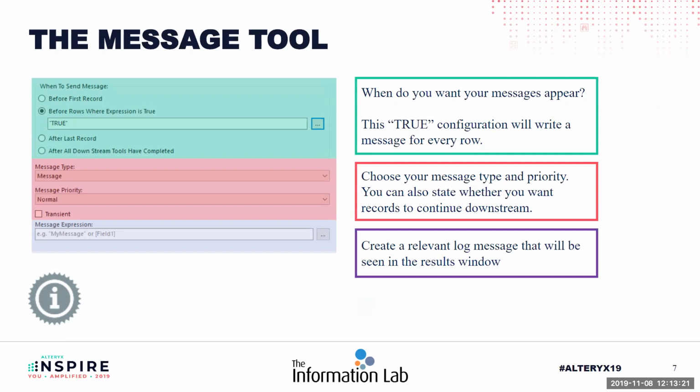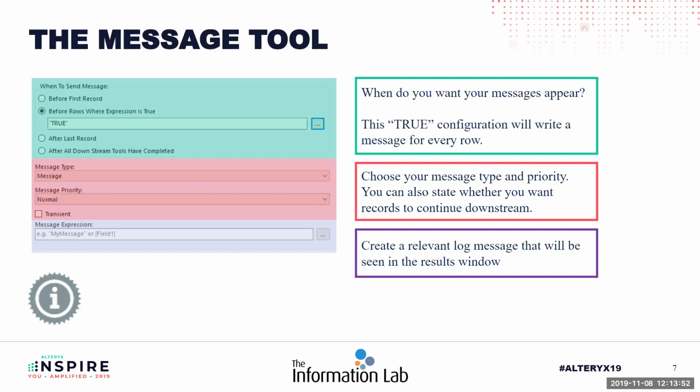Then message priority is to do with if you're using macros and you want messages coming through in macros, then you need to set it to high priority, because normal priority only works if your message tool is in the top level workflow. If it's nested inside macros, normal priority ones won't be surfaced back up to the top. So message priority is to do with macros there. If in doubt, change it to high and you'll always see it.